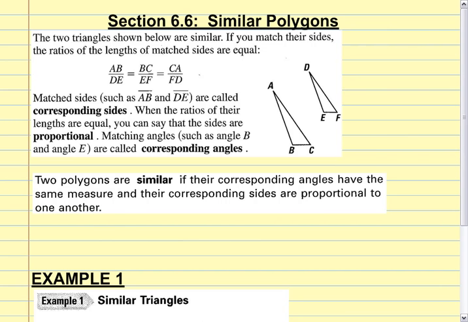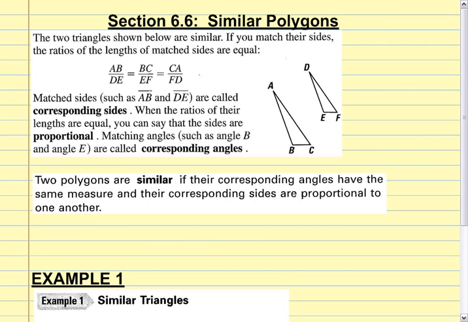Okay, folks, similar polygons. Remember, a polygon is a figure with straight sides, with lines for sides. It is closed. That means all of the sides are connected. These polygons happen to be triangles. Now, similar polygons, let's talk about that for a moment. The two triangles shown below are similar. If you match their sides, the ratios of the lengths of the matched sides are equal.